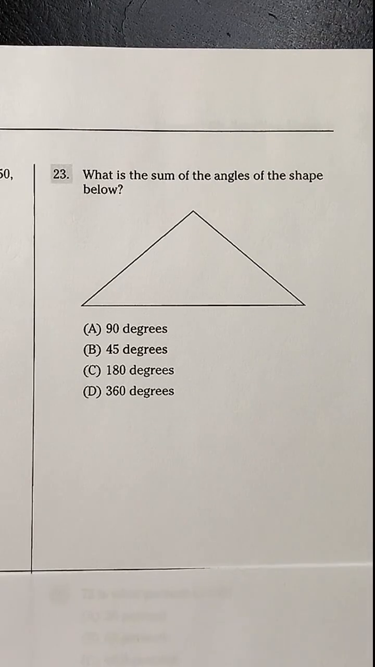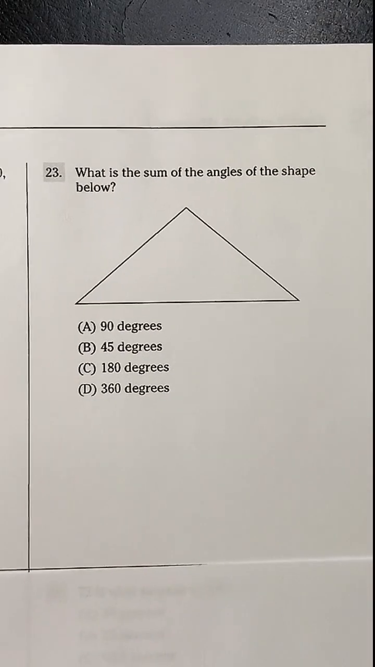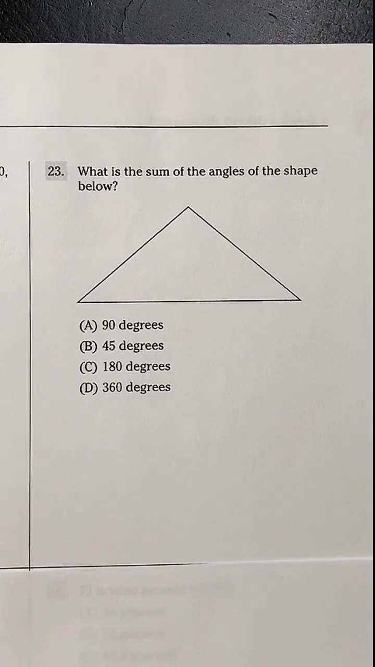Okay, 23. What is the sum of the angles of the shape below? Is it A, 90 degrees, B, 45 degrees, C, 180 degrees, D, 360 degrees?